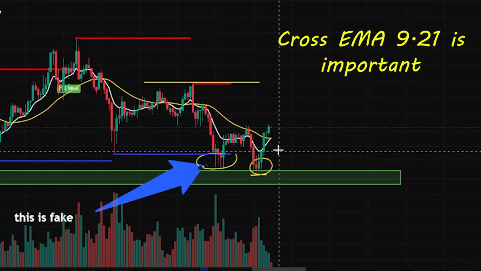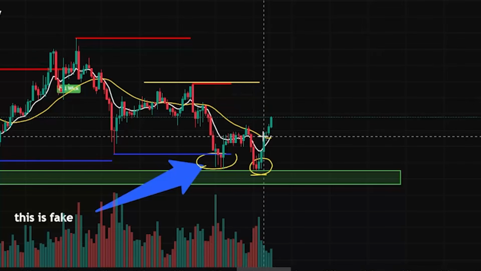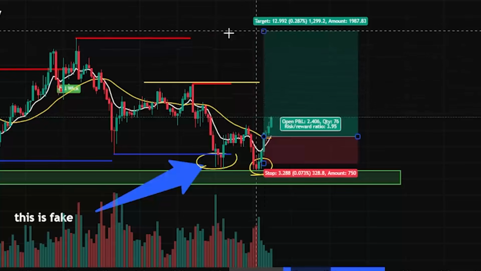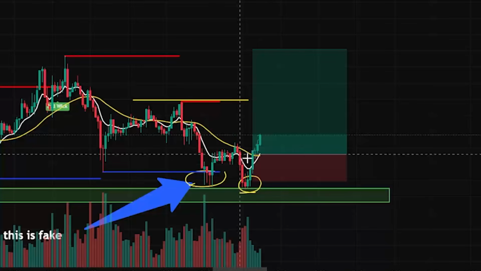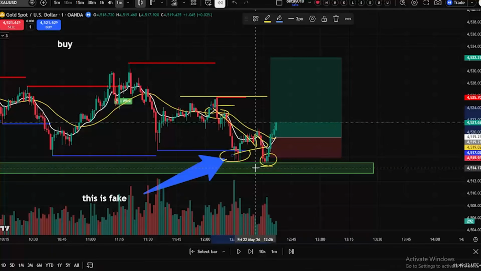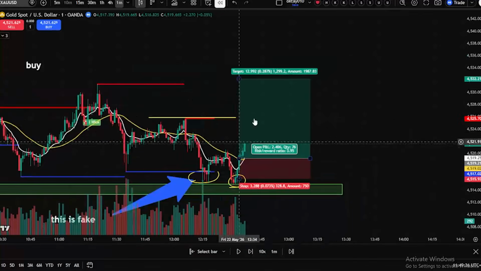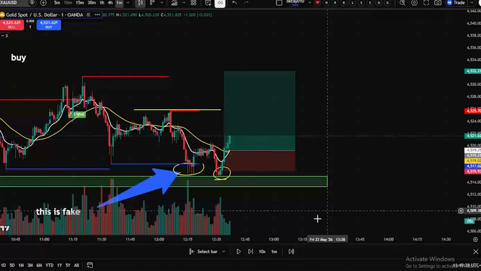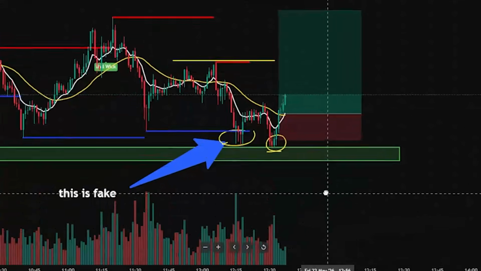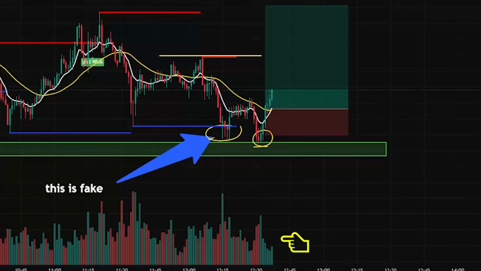Now look at EMA 9 and EMA 21. If EMA 9 is above EMA 21, then short-term uptrend. If EMA 9 is below EMA 21, then short-term downtrend. These EMAs help us to identify the market direction before entering. The next step is to check the volume. Here is where the fakeout shows itself.